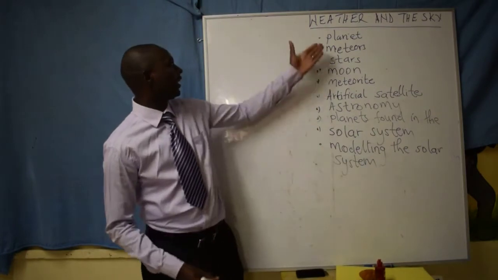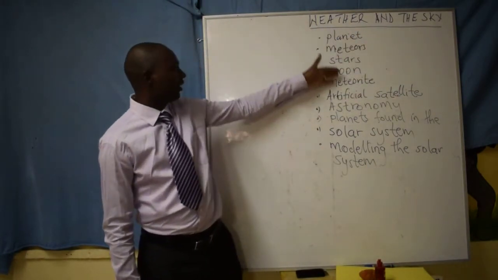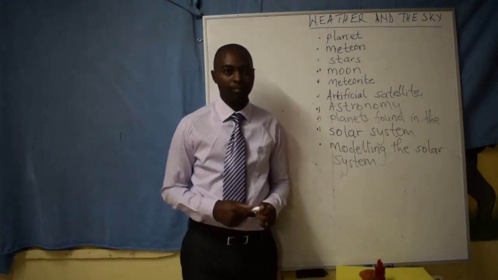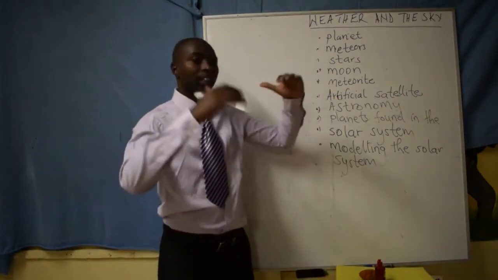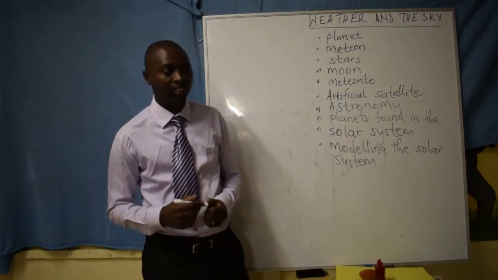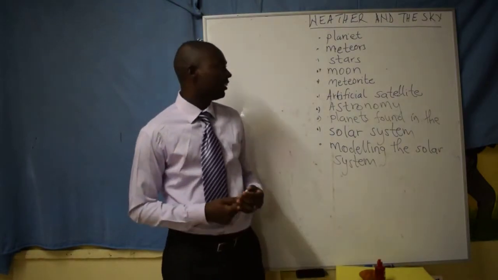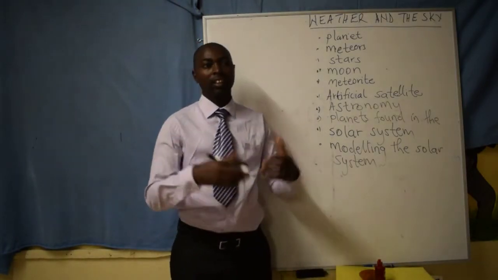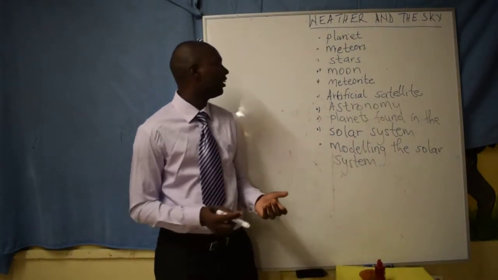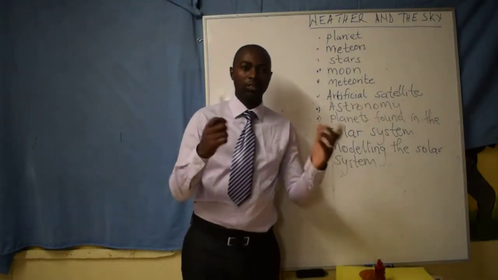Our area of study is the weather and the sky. We are going to define these terms, or these are the areas we are going to cover. The first thing: if you look at the sky above you, there are objects you see in the sky, either during the day or during the night. During the night, you see stars, and you also see some dark clouds. During the day, you see the sun, you see the clouds, and the blue sky. And that's what I want to define today.